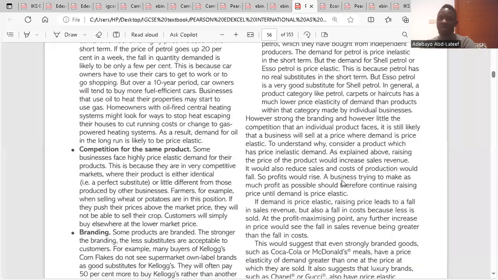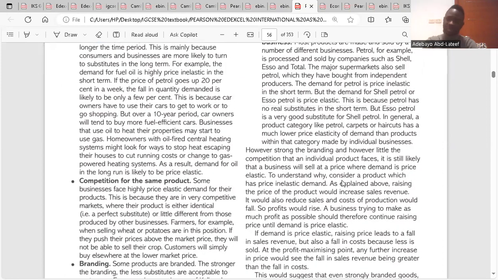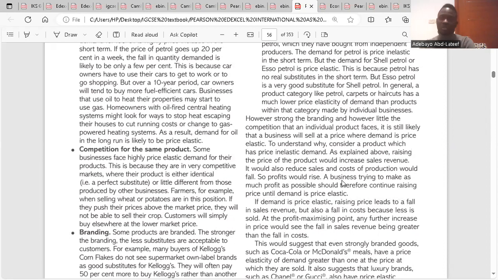Look at the first one we talked about, which is time. The ease with which we find a substitute will determine if the product is price elastic or inelastic. That means if there's an increase in price right now and we are able to find a substitute at that present time, then the demand for that product will be price elastic. But if it is difficult to find a substitute at the present time, then demand for that product is price inelastic. If we cannot find a substitute, it will be inelastic, sorry. But if we can find a substitute at that time, it will be price elastic. That's what we're saying. Then that is for time.